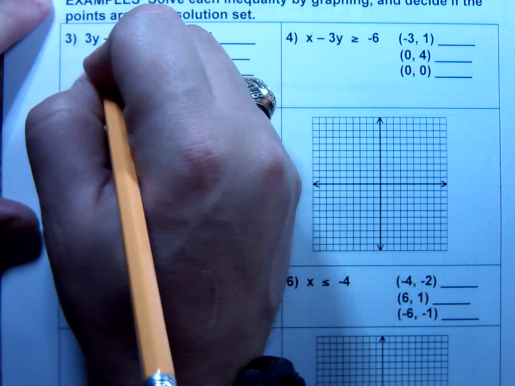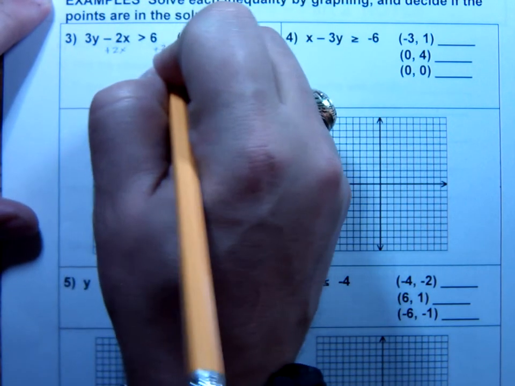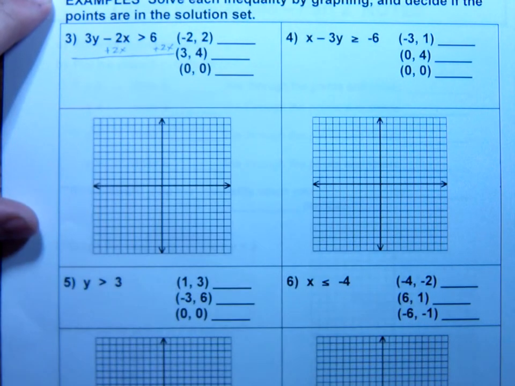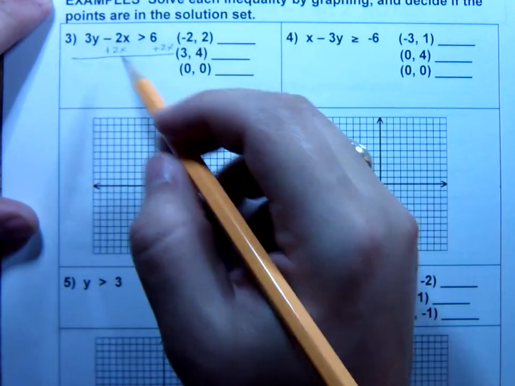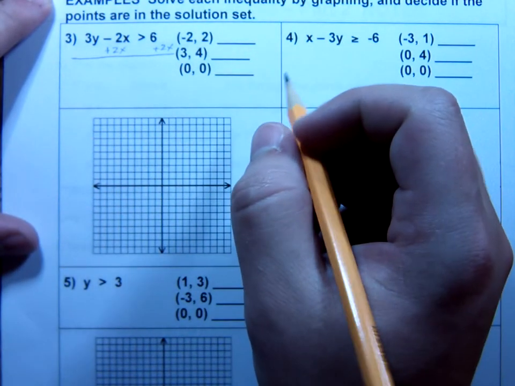So the first thing I'm going to do is get y by itself. I'm going to add 2x to both sides. This is just like solving an equation. This is just like putting into y equals mx plus b, but we're going to have y equals mx something b. Okay?